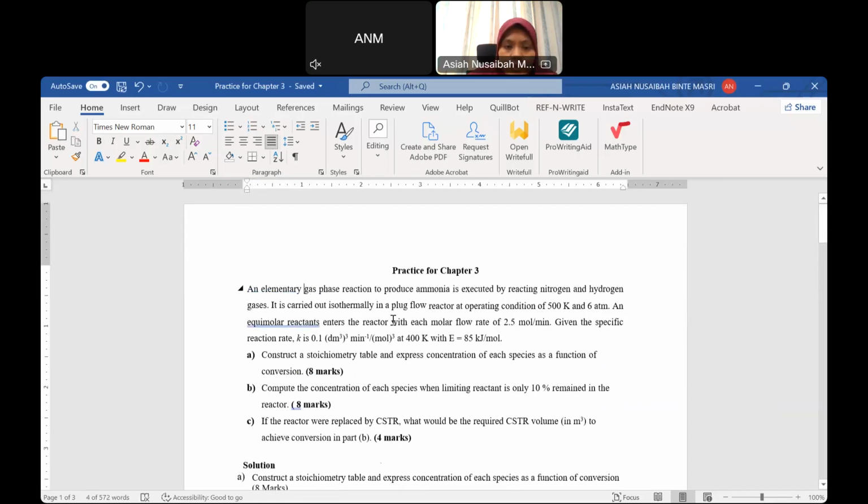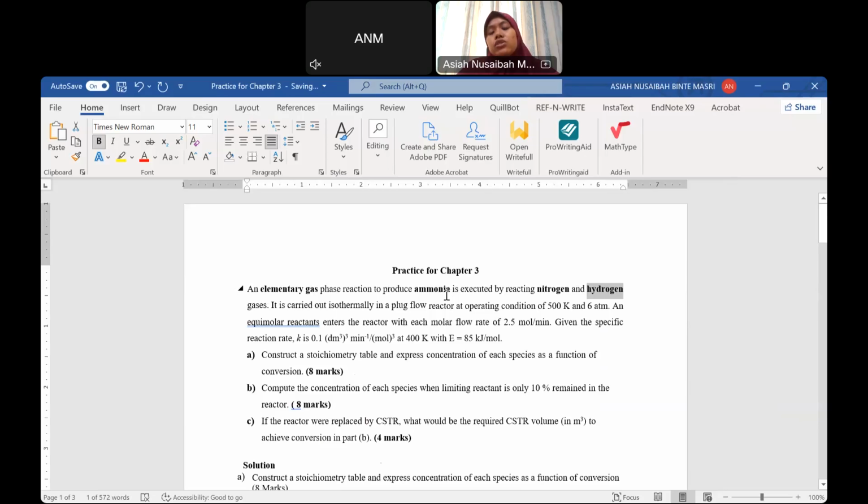So let's go back to the paragraph. How do you extract information? Let's go sentence by sentence because all are important. First, an elementary reaction. So this is one information. And then it's a gas. Another information. Elementary gas phase reaction to produce ammonia, which means ammonia here is the product. So we know already the ammonia is the product. But what are the reactants? It is executed by reacting nitrogen and hydrogen. Okay, so we have 2 reactants, nitrogen and hydrogen, and we have one product, which is ammonia.